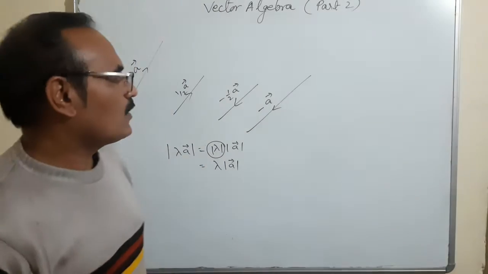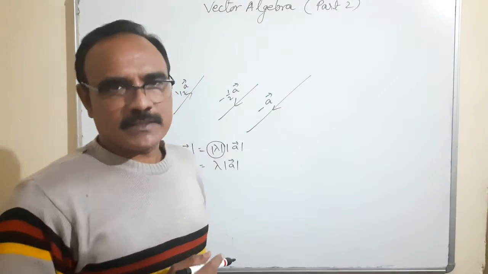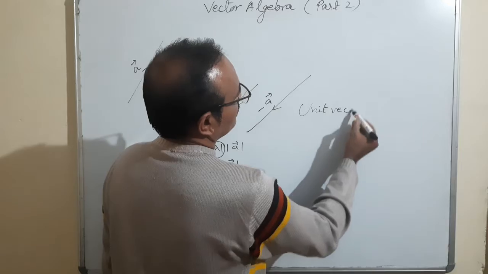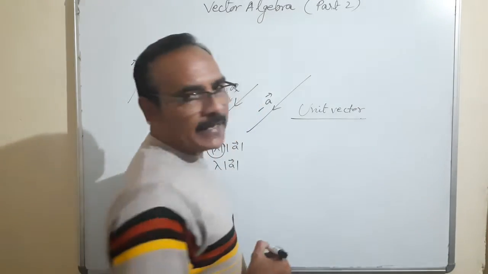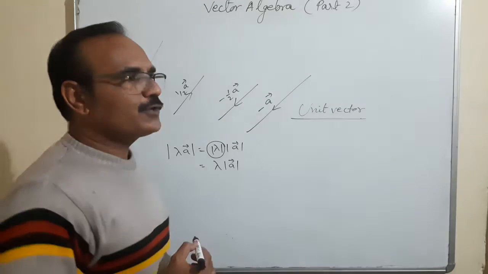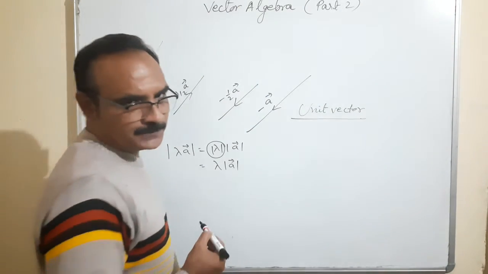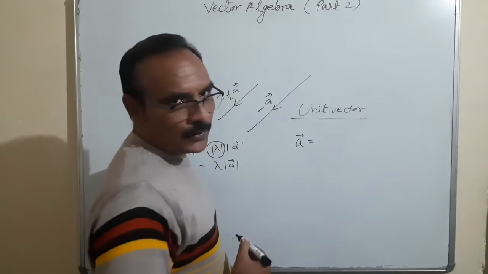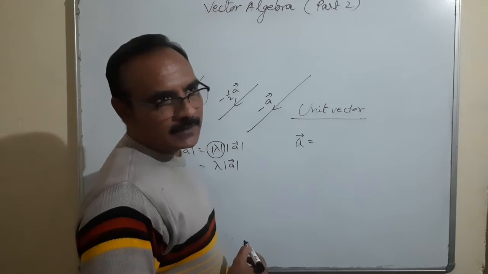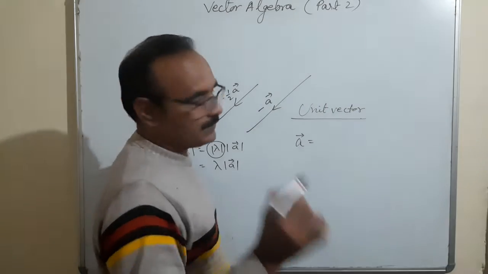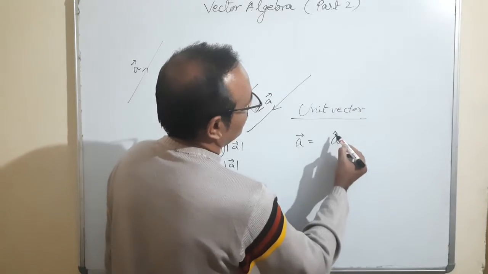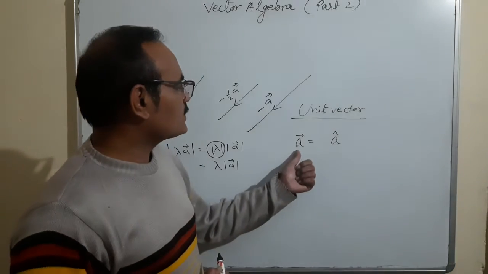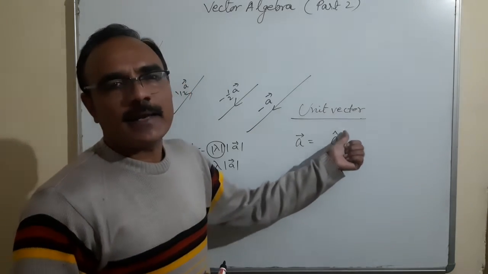Now we will discuss a different concept, that is a unit vector. What does it mean? Its magnitude is 1. If you want to find a vector whose magnitude is 1, how do you find it? A simple way: suppose this is vector A, and we are going to find the unit vector. The unit vector is denoted by A cap. This cap indicates that it is a unit vector.